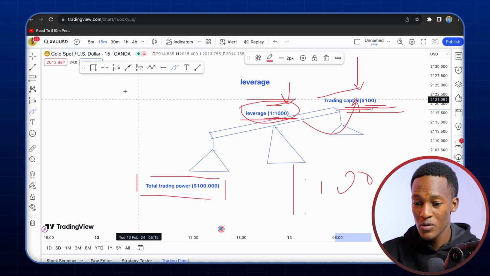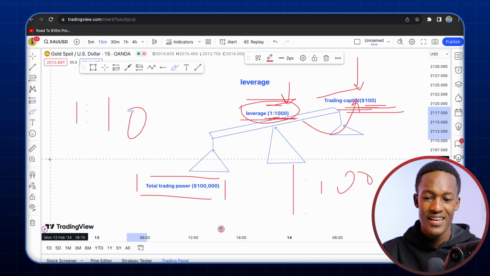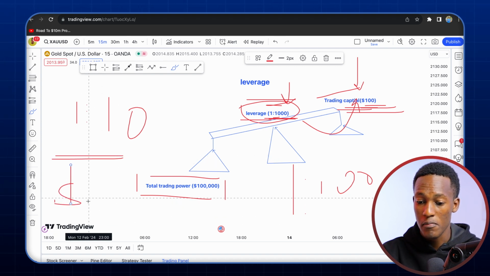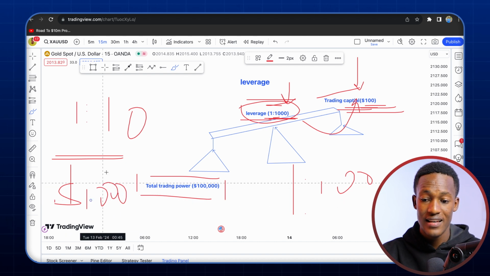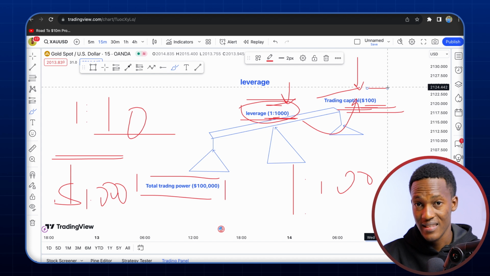If say you're using 1 to 10 with your $100, then it means you have total buying or selling power of $1,000. You see that difference? Because we're just getting the 10 for your leverage times your trading capital, which is 100, making it 1,000. Okay, now obviously, again, as I mentioned, at some point this is going to be against you.